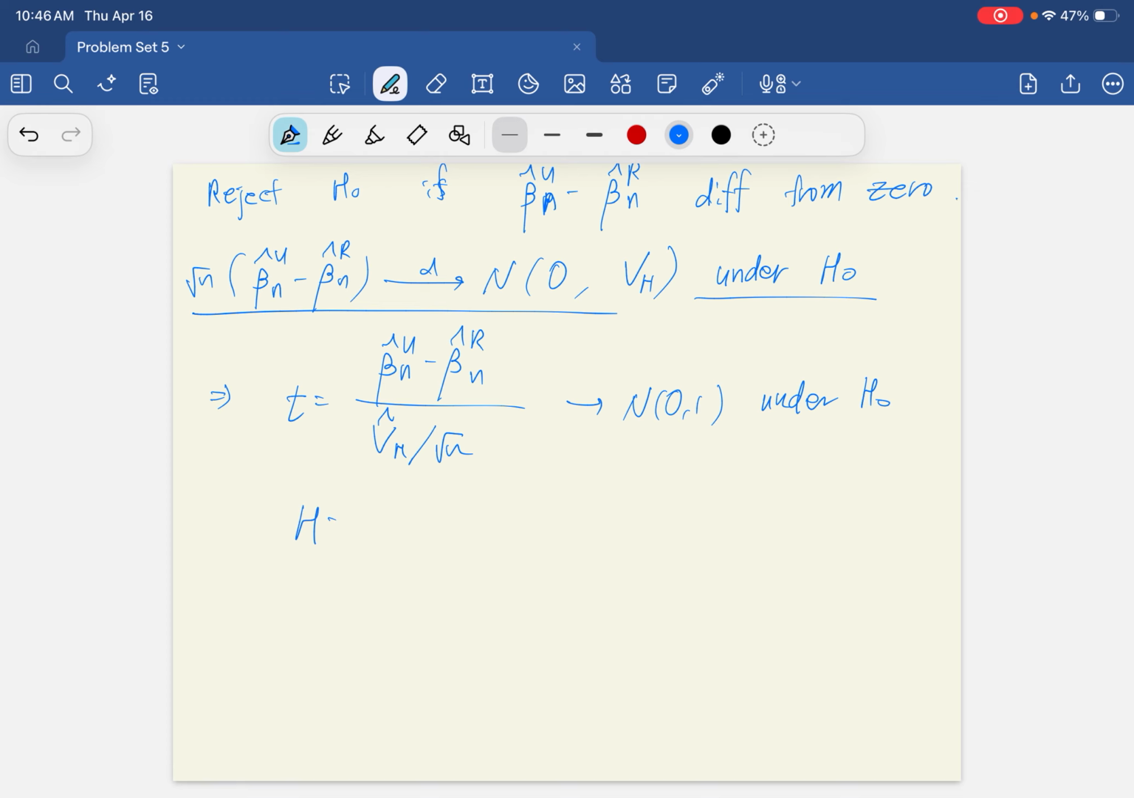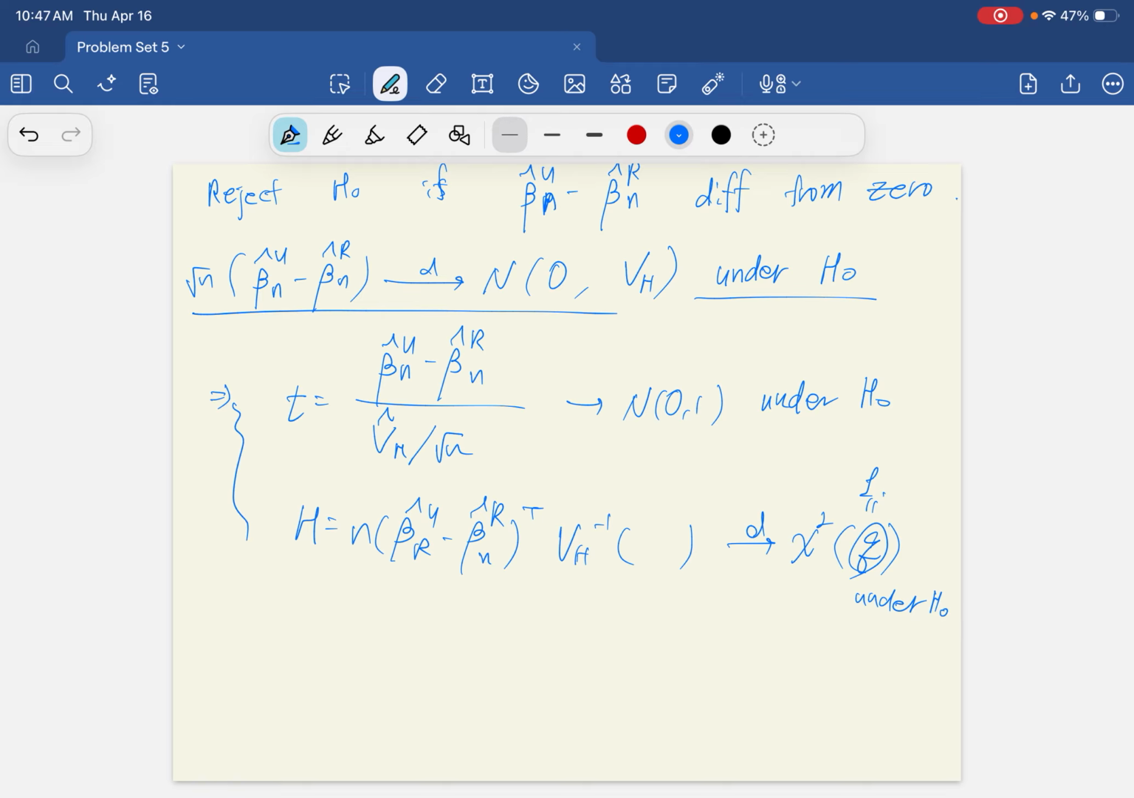Or you may utilize the Hausman test as a chi-square distribution, V_H inverse, same thing. And then it will converge to chi-square Q, where Q is the number of restrictions in the null hypothesis, right? So in our case, Q is 1, right? We are utilizing one additional hypothesis in the restricted model under H0. So this process is not a problem. The only problem here is how we calculate the variance, okay?